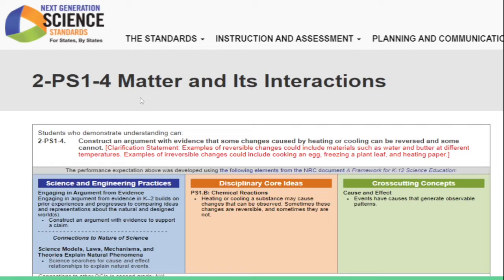Any science standard has 3 pillars. They are science and engineering practices. These are the skills students do. Disciplinary core ideas. This is knowledge that students know. And cross-cutting concepts. These help them build cross-curricular goals and also 21st century skills.